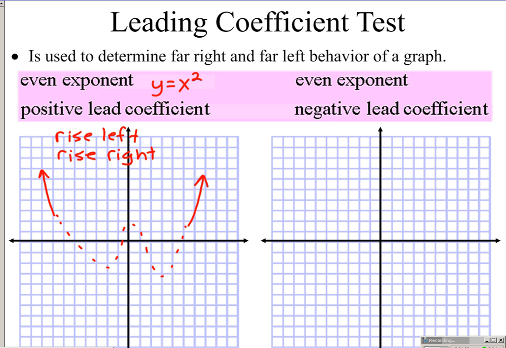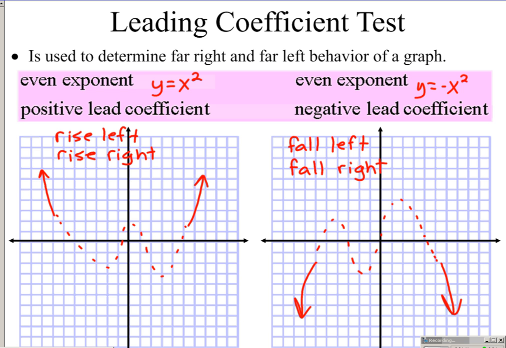It's an even exponent with a negative lead coefficient, something like this. We know that parabola opens down. Our left and our right behavior then is such. Depending on the degree, we don't know for sure what it's doing in here, but all even exponent, negative lead coefficient will fall to the left and fall to the right. And that's all the leading coefficient test is going to do, is tell us what is going on in the far left extreme values, the far right extreme values of our graph.